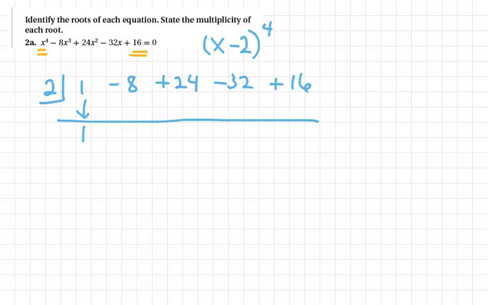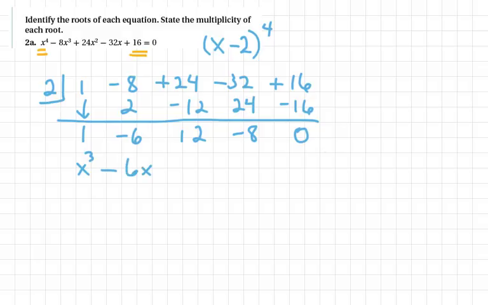So here we go. I've got 2 times 1 is 2, -8 and 2 is -6, 2 times -6 is -12, 24 minus 12 is 12, 2 times 12 is 24, -32 and 24 is -8. 2 times -8 is -16, 0. When I get 0, I know that there's no remainder. I know that x minus 2 is a factor, and I'm left with 1x to the third minus 6x squared plus 12x minus 8.